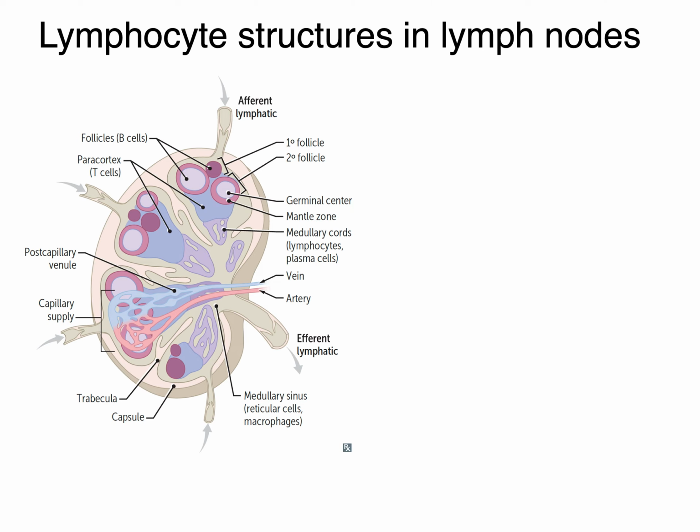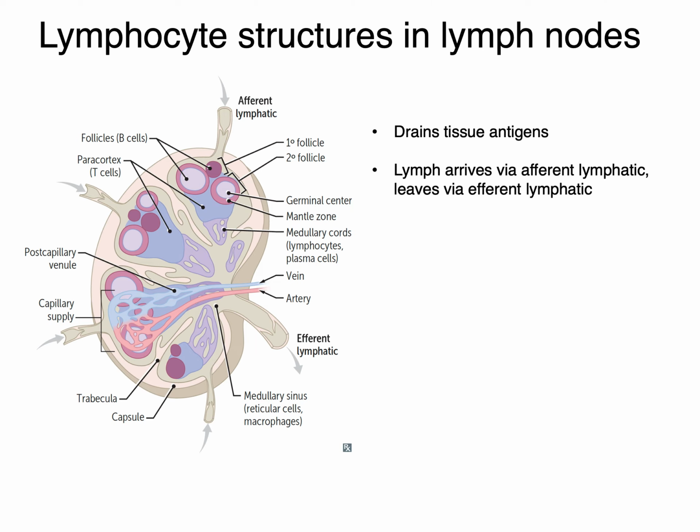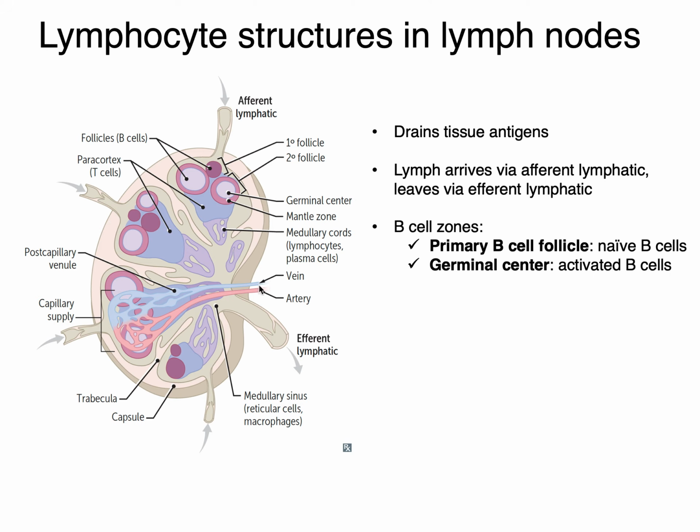There are a number of important structures within the lymph node. This is the site that drains tissue antigens, and lymph arrives into the lymph node via the afferent lymphatics and leaves via the efferent lymphatics. But of all these structures, I really only want you to focus on the B cell zones and the T cell zones. The B cell zones are composed of primary B cell follicles. These are where naive B cells reside, as well as germinal centers, which is where the activated B cells reside. The T cell zone surrounds these B cell zones and is called the paracortex.